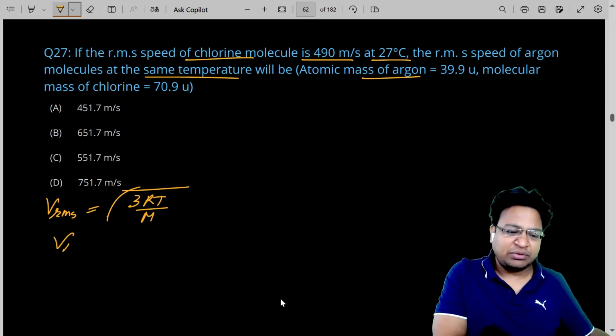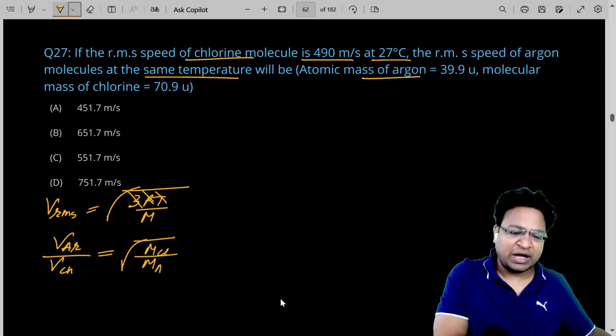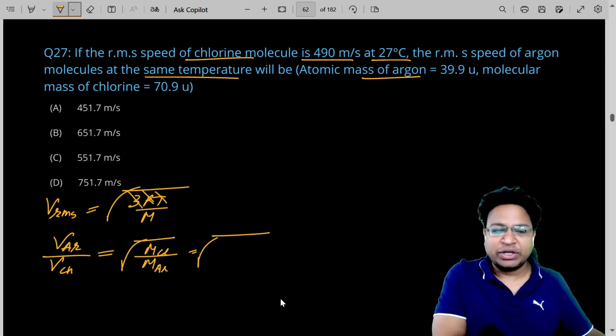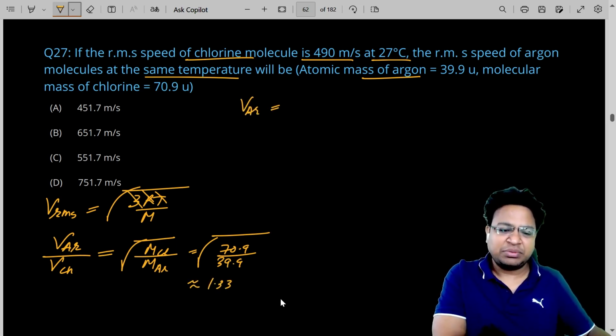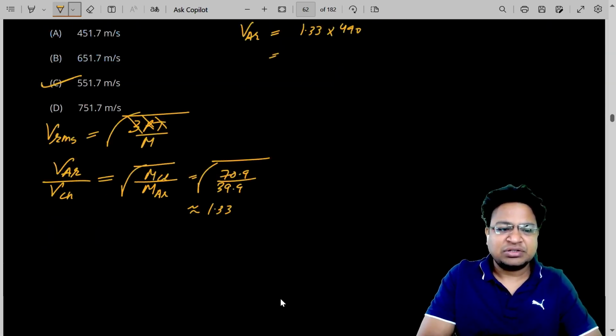So what I can see here is that if I take the ratio of the RMS speed of argon molecules divided by the RMS speed of chlorine molecules, then the factors which are common are going to get cancelled. So 3 will get cancelled, R will get cancelled, T will get cancelled. So it will simply become root of mass of chlorine divided by mass of argon. So I'll just finish this calculation. Mass of chlorine is 70.3 and mass of argon is 39.9. You have to finish the calculation here. This ratio will turn out to be somewhere close to 1.33, and therefore the velocity of the argon molecules can be written as 1.33 times the velocity of the chlorine molecules, which is given to be 490. So when you finish this calculation, this would be somewhere around 551. All right, so option C would be the right answer to this question.